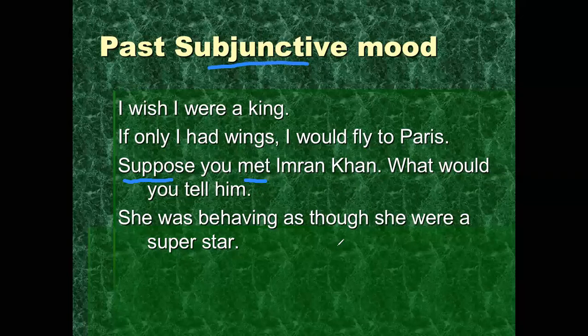All right. She was behaving as though she were a superstar. So why were over here? Why not was? Because the sentence is in the subjunctive mood and it has to violate the normal rule for the subject-verb agreement, which says that with third person singular pronoun, we got to use the singular verb.